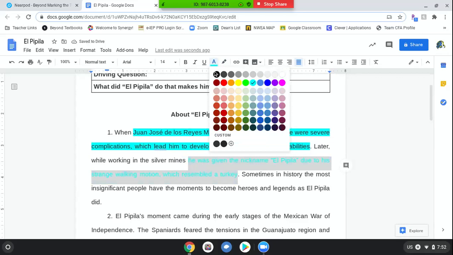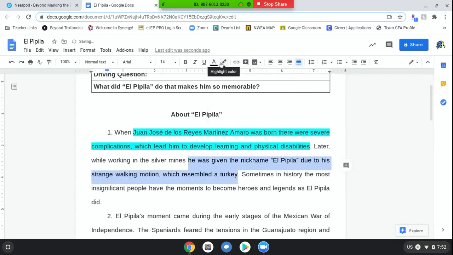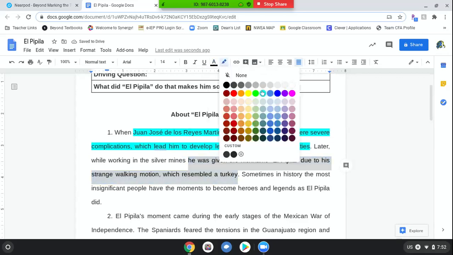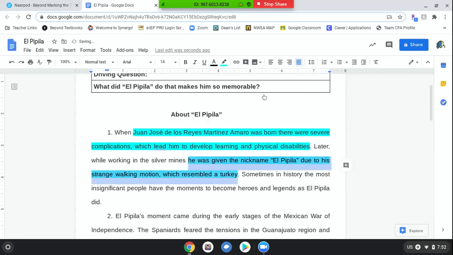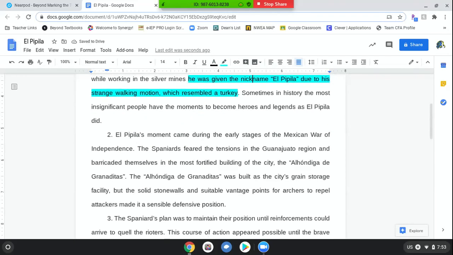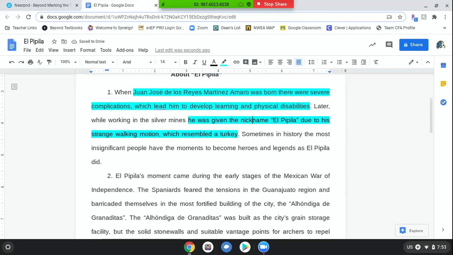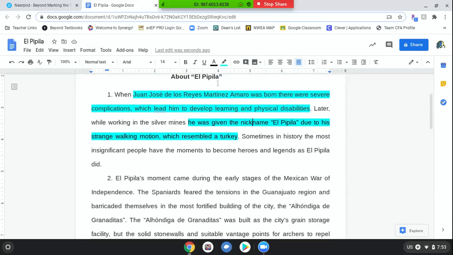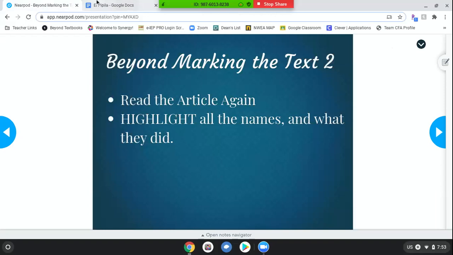Oops, I made a mistake. I don't want to change the color of the text. I want to highlight it. So that's all the important information in the first paragraph about El Pipila, because again, we are highlighting the names and what they did.